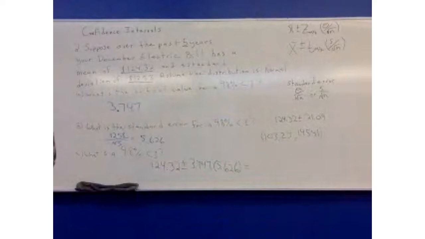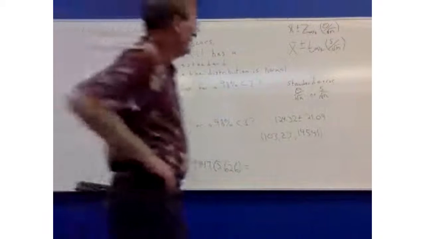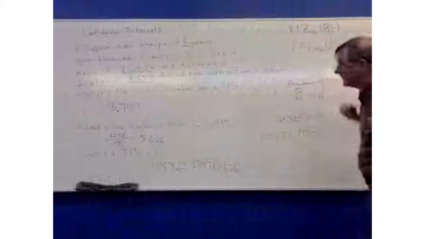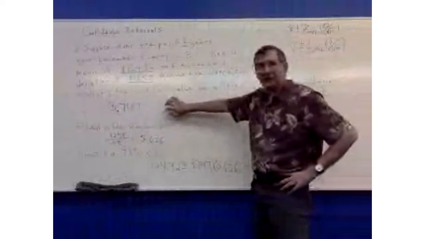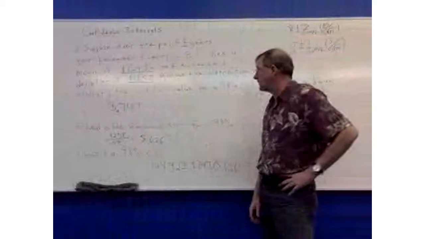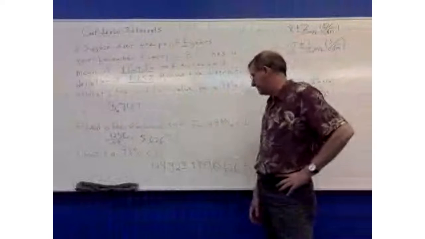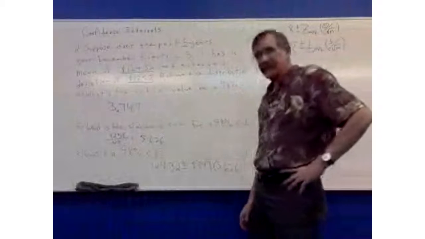Hopefully everyone understood where everything came from. I gave you a new vocabulary word here with standard error. I hope that you're getting very accustomed to finding your critical values using your t critical values. And that's that problem. I'll put up another one here in a minute.